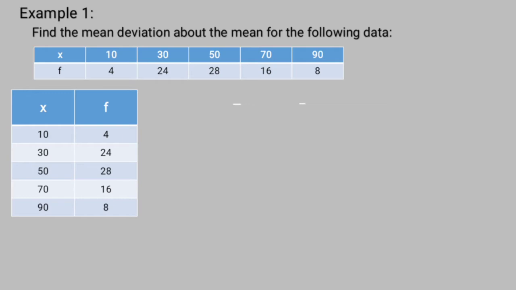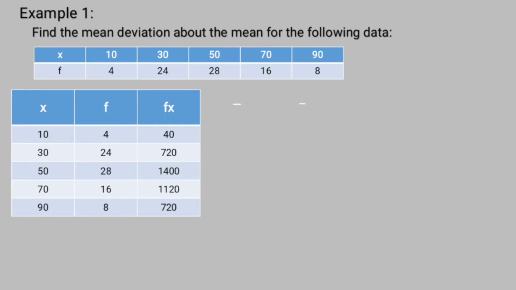You can find the mean by any of the three methods which we saw in the last session: either the direct method, the shortcut method, or the step deviation method. It's our wish. Here the values are small, so I'm going to use the direct method. For that I need to find fx, that is f into x. So 10 into 4 is 40, 30 into 24 is 720, 50 into 28 is 1400, 70 into 16 is 1120, 90 into 8 is 720.